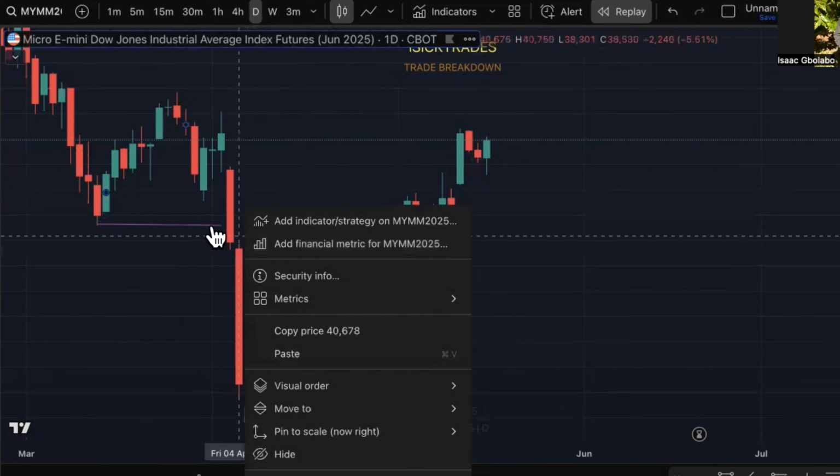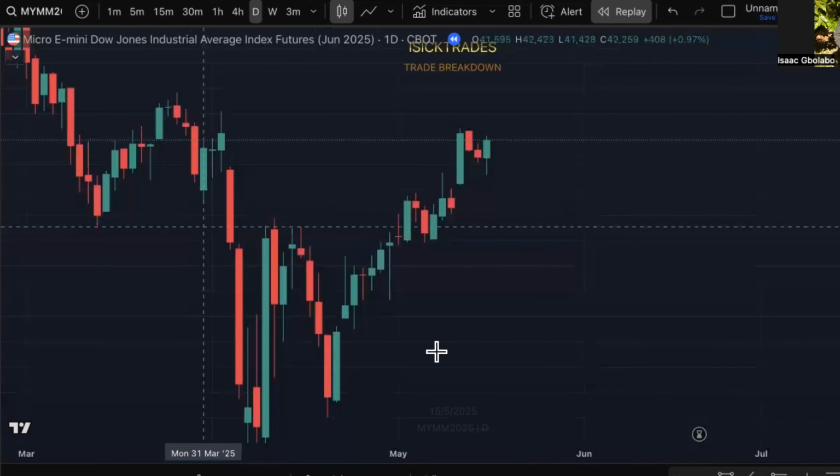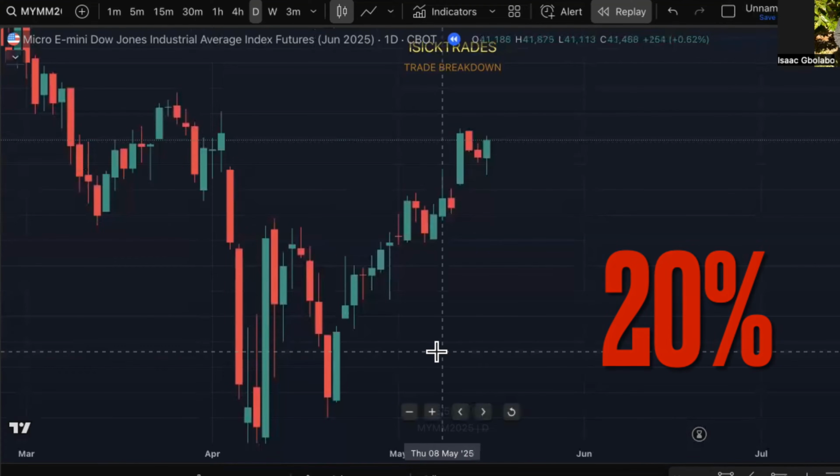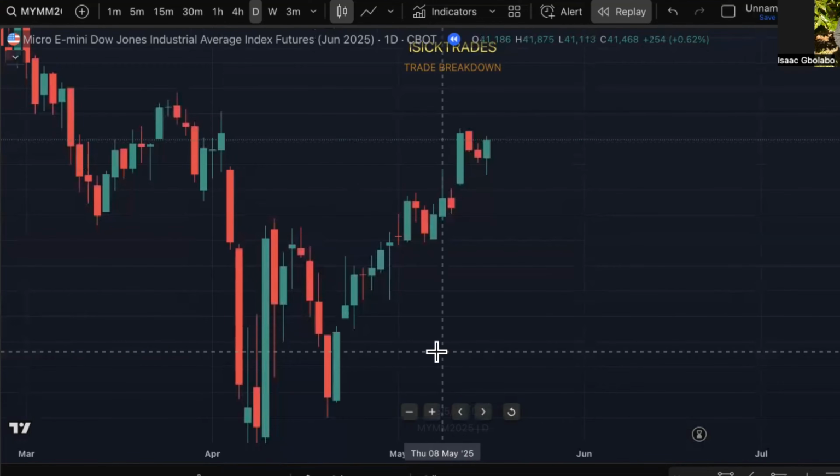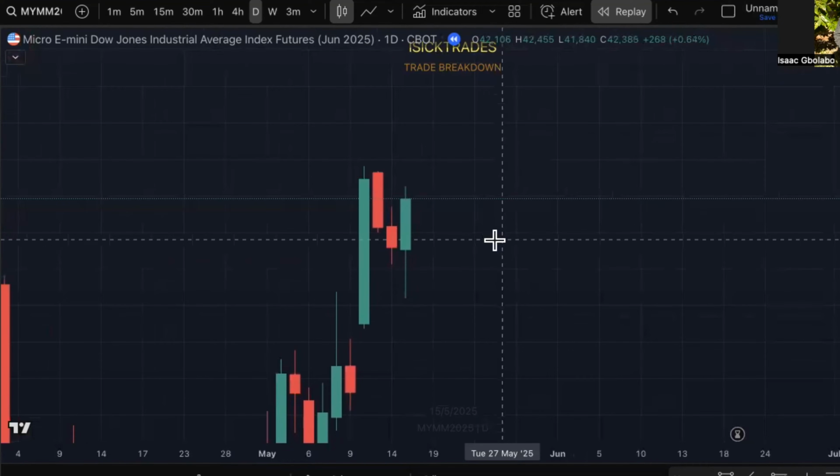And again, like I said last time, that is only going to be 20% of your daily bias. The other 80% is going to come from your key levels. So let's get into it. Now that we know our daily level is bullish, we can start looking for our key levels.